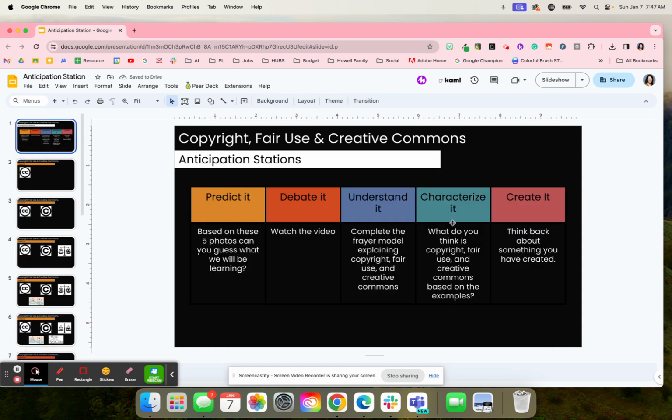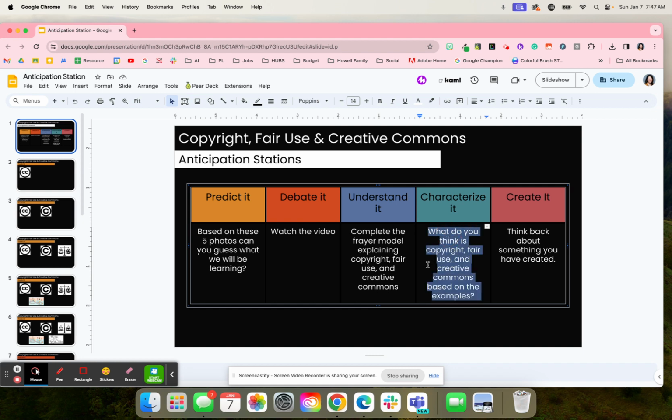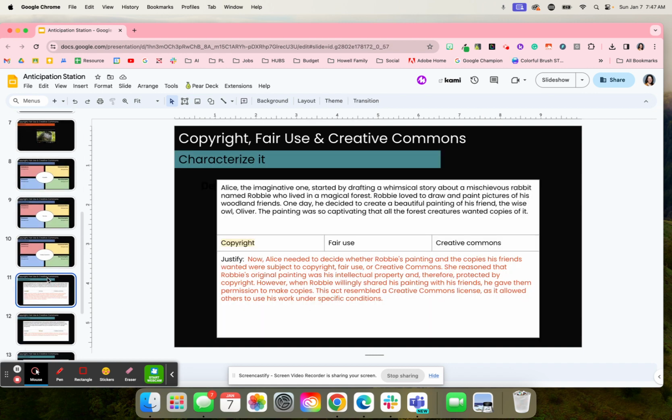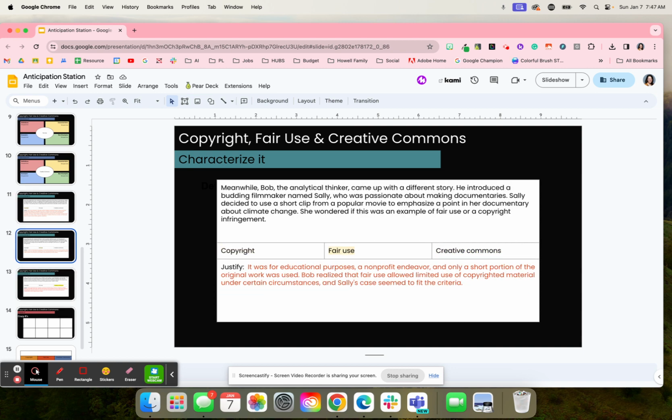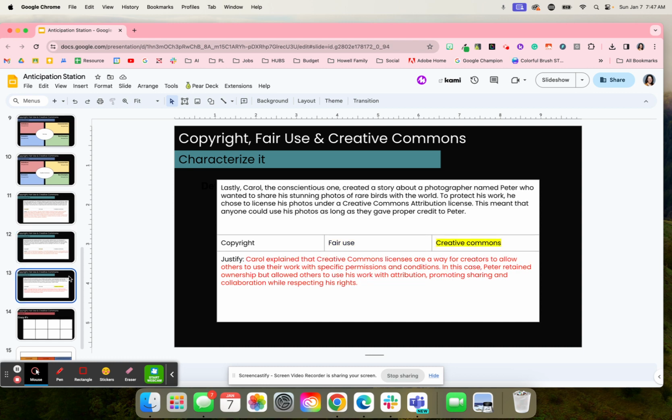After that, they're going to characterize it. So they're going to think about copyright, fair use, and Creative Commons based on these examples. Here are some examples, and students are going to read them, and then they're going to justify their answers for all of these different ones. And they're going to explain again why it might be copyright, why it's fair use, why it's Creative Commons.